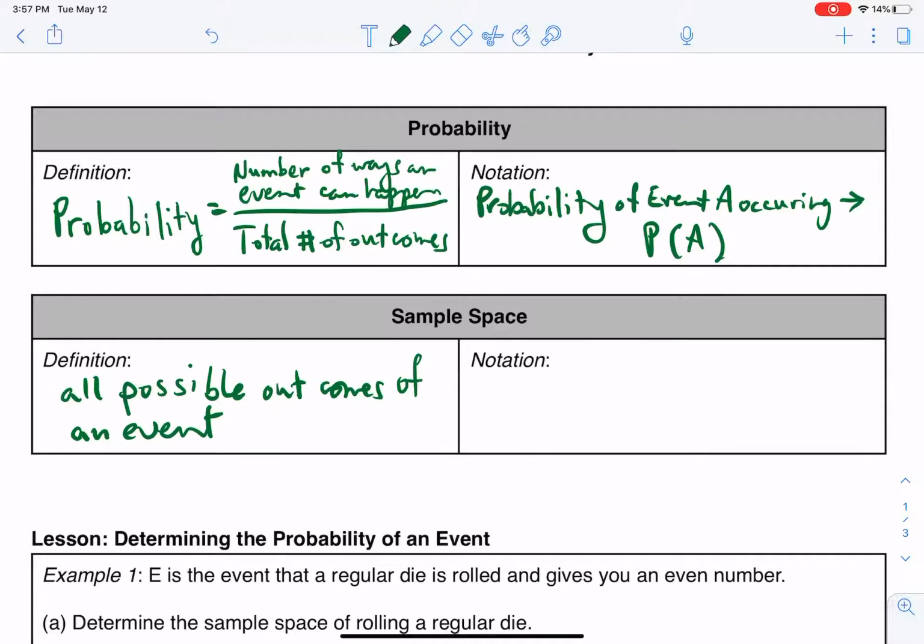The notation for sample space is written in something called set notation. The way that's written is we would say S, or the sample space, is equal to, and we use these squiggly brackets, and then we just list the outcomes. So outcome 1, outcome 2, etc. I think this will make more sense when we look at an example.